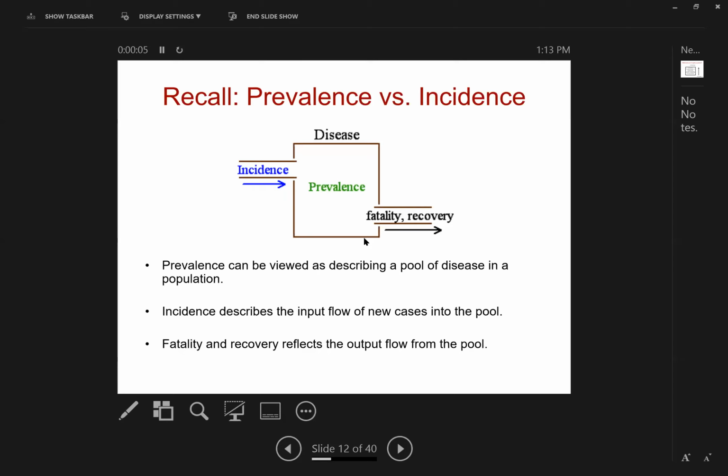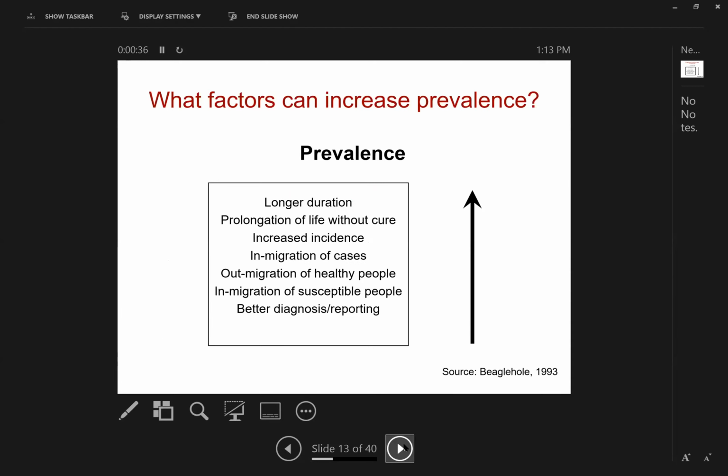All right, so incidence adds to the prevalence pool, while fatality and recovery removes people from the prevalence pool. So the crude equation is prevalence is incidence times duration of the disease. Any condition where the incidence is high, the prevalence will also be high. Any situation where the duration is long, such as diabetes, heart disease, mental health, the prevalence will automatically be higher. So that's basically what this graphic is trying to tell you. Prevalence will always be high in a population if the disease becomes long duration.